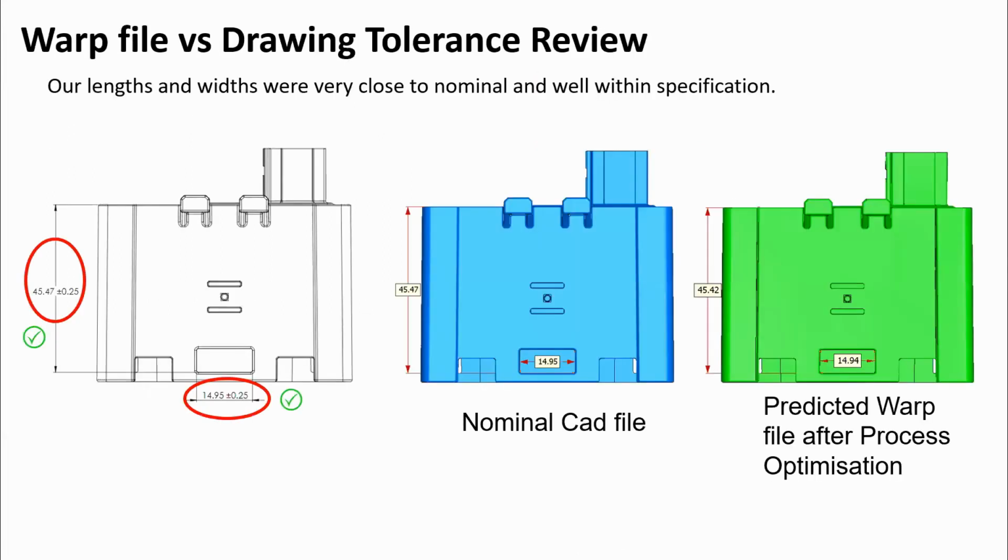Reviewing this file now within Moldflow, you can export a warp file after you run analysis. What I typically do is compare this warp file to nominal CAD or to the tolerances on the drawing. For lengths and widths on a clip feature and the length from the top surface to the clip, there were specifications we needed to meet on the drawing. The predicted warp file after process optimization was very nominal, really good results, and there were no issues.